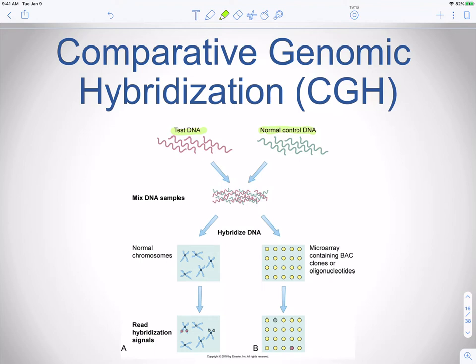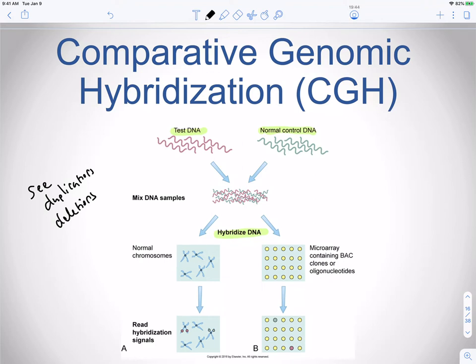And so you hybridize them, and then you determine whether or not you have any duplications. So this microarray can allow for detection of duplications and deletions. So you can see duplications, deletions. However, you cannot see something called a balanced rearrangement.